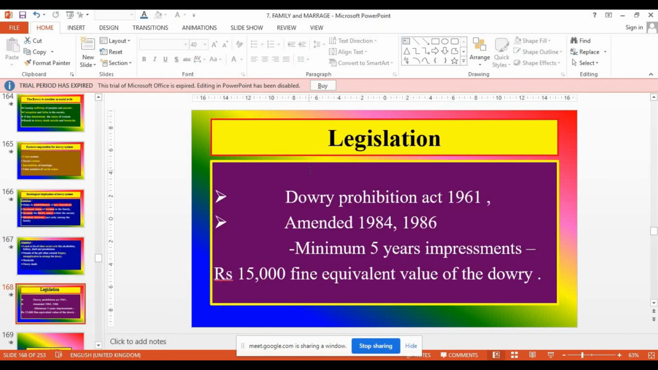Then legislation related to dowry. Dowry Prohibition Act 1961, amended 1986. Minimum 5 years of imprisonment, 15,000 fine, or an amount equivalent to the value of the dowry. This means if a husband's family asks for 10 lakh rupees as dowry, and the bride complains to the authorities and it is proven in court, the punishment is 5 years imprisonment or the fine. The fine may be 10 lakhs plus 15,000. So according to this legislation, asking and giving dowry is a punishable crime.